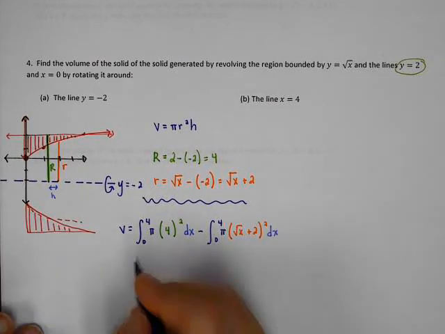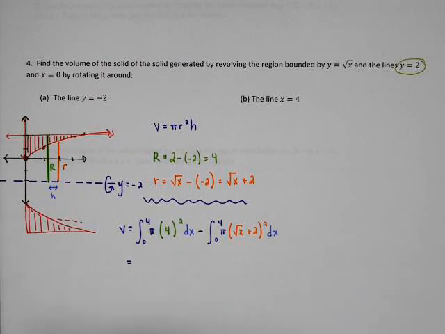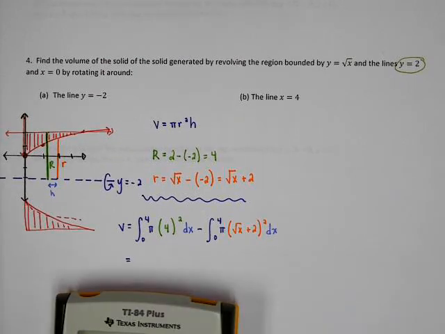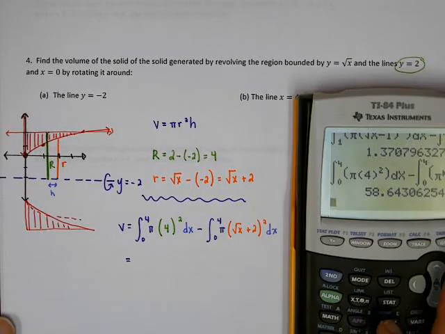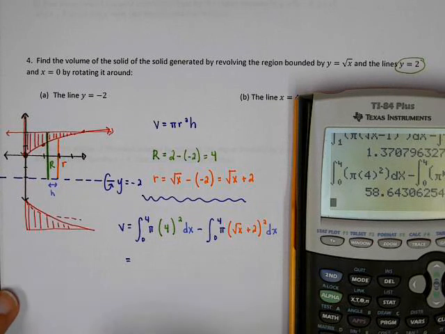So now at this point, I'm just going to go ahead and type that in. So I'm going to have math option 9, integral from 0 to 4 of pi times 4 squared dx minus math option 9, integral from 0 to 4 of pi times the square root of x plus 2 squared dx. And my answer here would be 58.643.